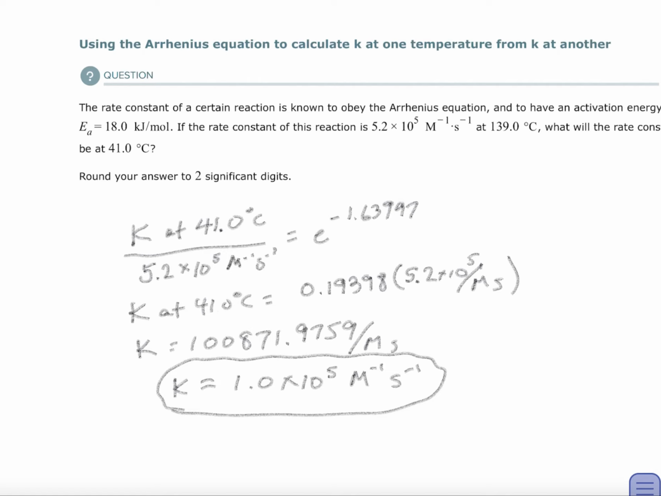Okay, so when you do that, that's too big of a number. I never trust a big number like that in for Aleks. So I want to make it smaller and use scientific notation. So they wanted two significant digits, 1.0 times 10 to the 5. And then for my K, it's over molarity times seconds. So I just put it on top, M to the -1, S to the -1.